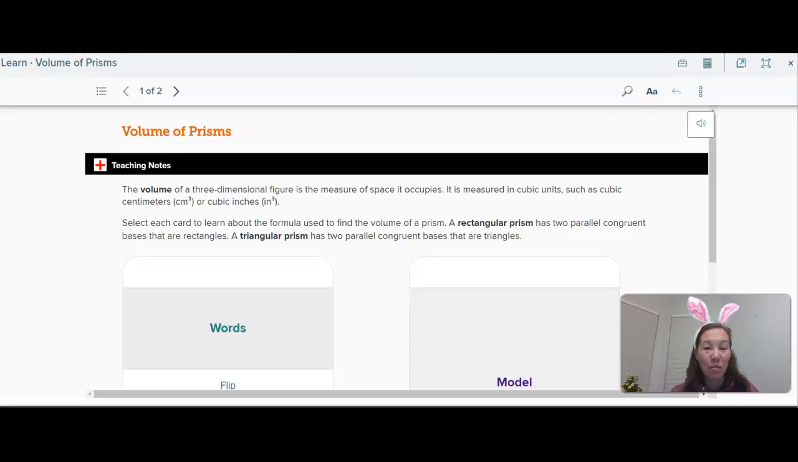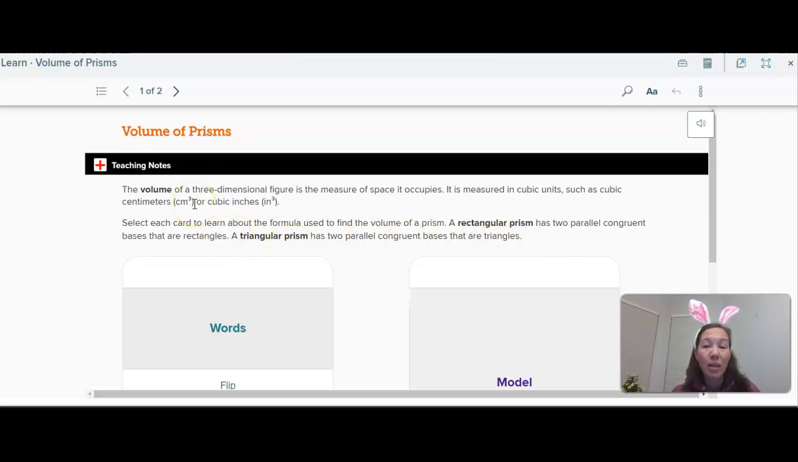One is the volume of a prism. Now, if you remember, a prism has two parallel congruent bases, and then the connecting sides are rectangles. The base could be a rectangle, in which case we call it a rectangular prism. It could be a triangle, in which case we call it a triangular prism.